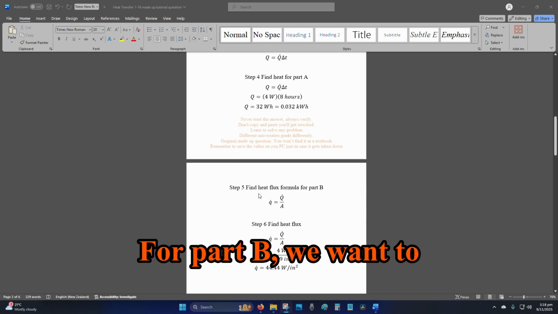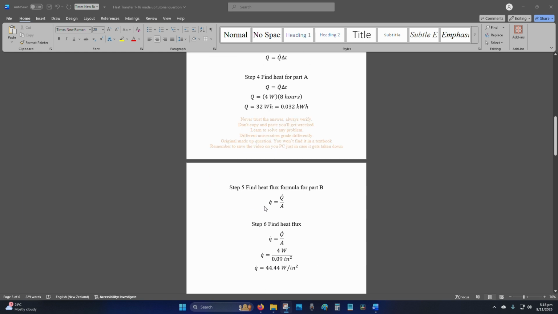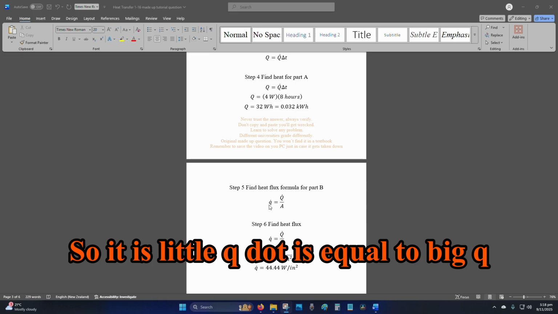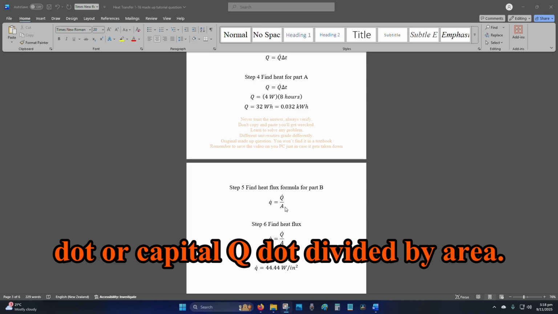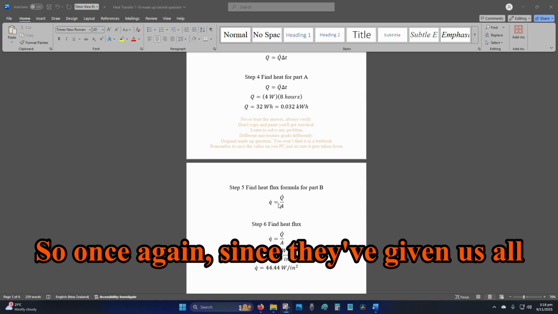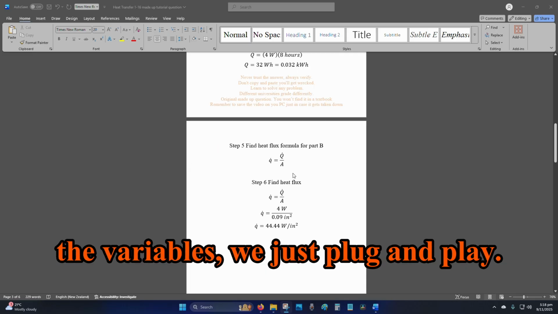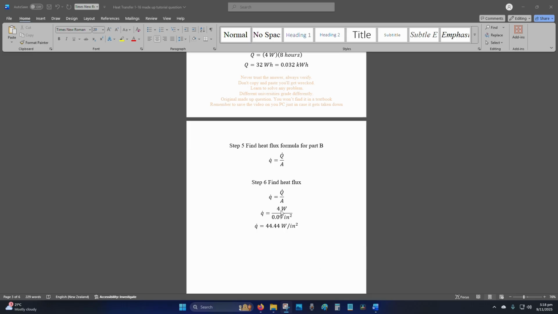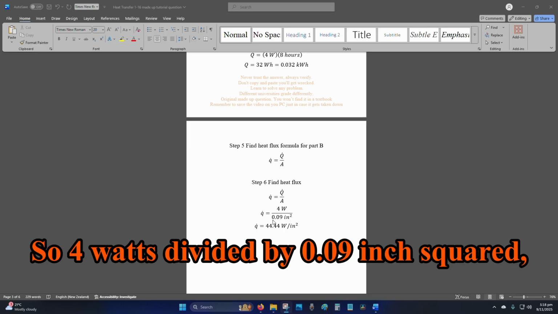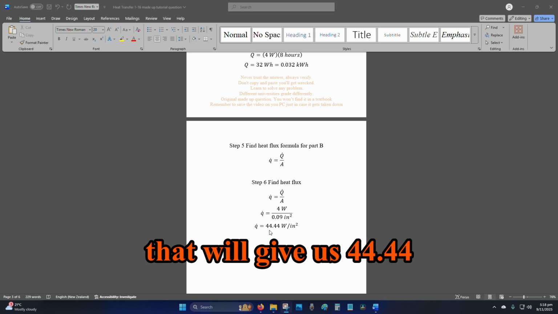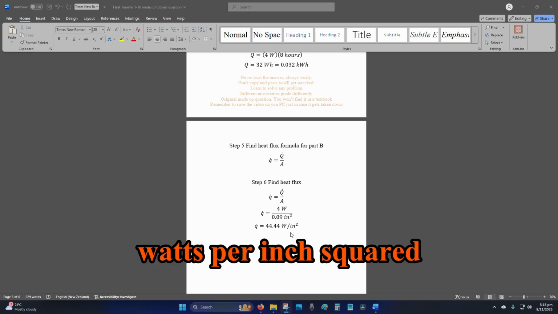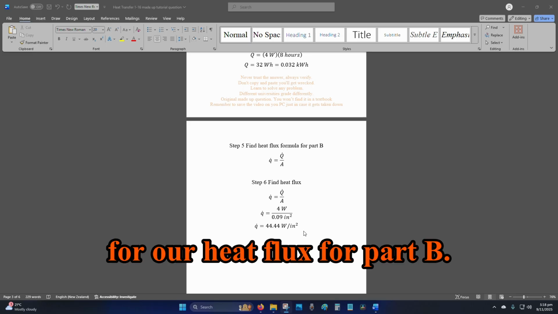For part B, we want to find the heat flux formula. So it is little q dot is equal to big Q dot, or capital Q dot, divided by area. So once again, since they've given us all the variables, we just plug and play. So 4 watts divided by 0.09 inch squared, that will give us 44.44 watts per inch squared for our heat flux for part B.